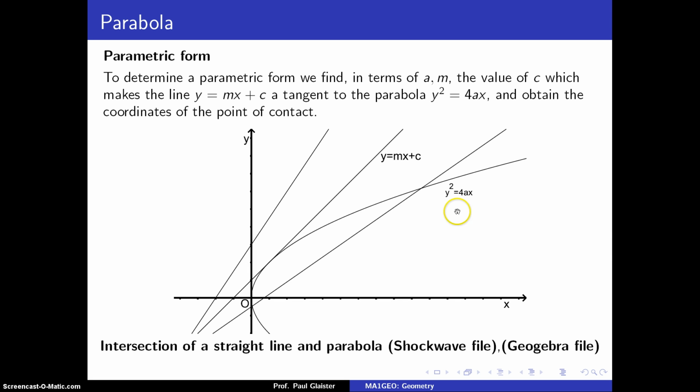On this graph I've shown y squared equals 4ax and a general straight line y equals mx plus c. What we're trying to determine is the relationship between m and c for which this straight line is a tangent to the parabola. Quite obviously, if it's a tangent, then there is one point of intersection. The cases where we have 2 points of intersection would happen for this line and no points of intersection here. So we're going to determine the relationship between m and c for which this straight line is a tangent by insisting that the points of intersection here are coincident.